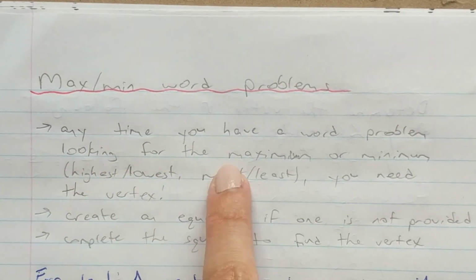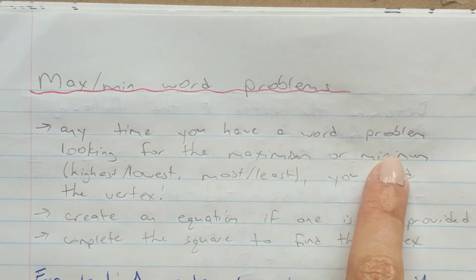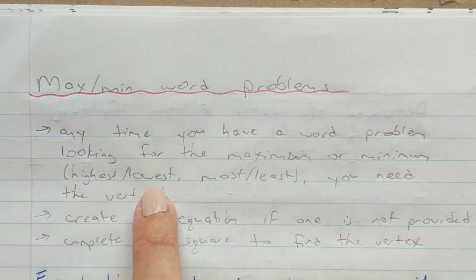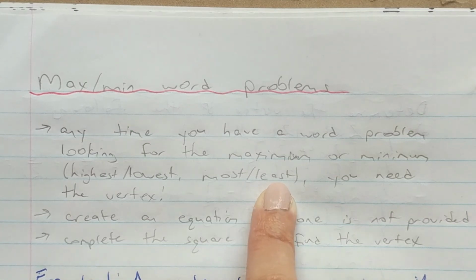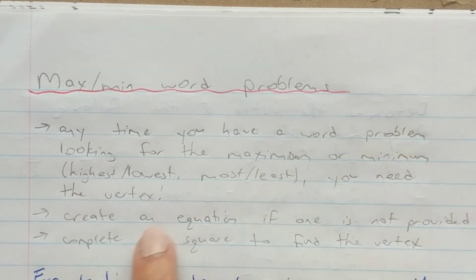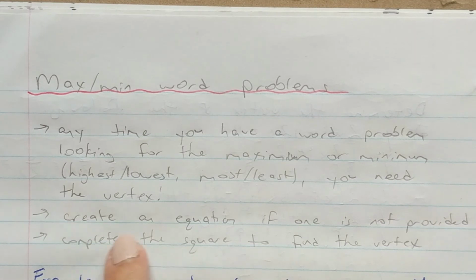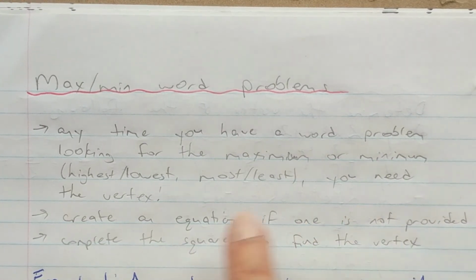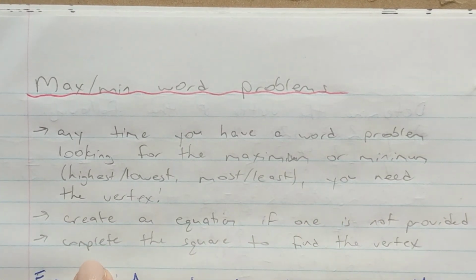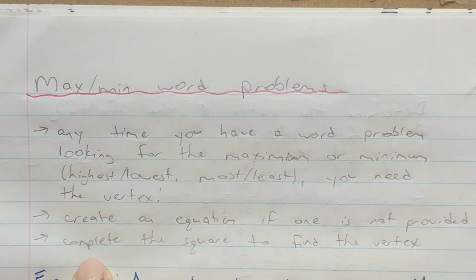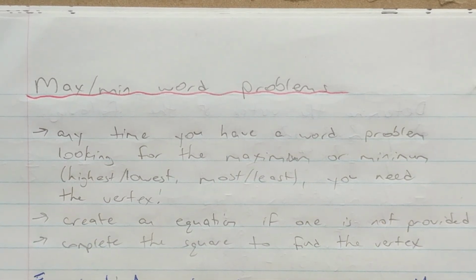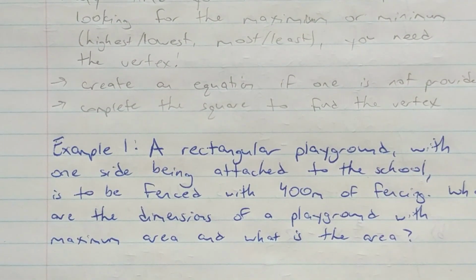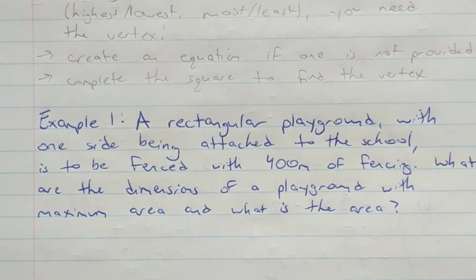And anytime you see the words like maximum, minimum, highest, lowest, most, or least, you know that you are looking for the vertex. Sometimes you won't be given an equation, so obviously you need to create an equation, and we are going to use that completing the square technique in order to find the vertex. Obviously, when useful, you should be drawing a diagram as well. Let's look at our first example here.